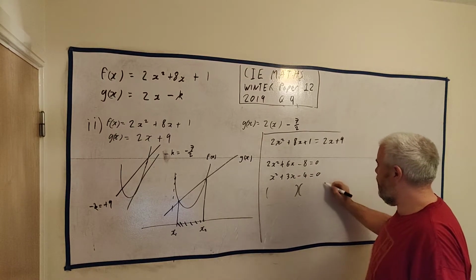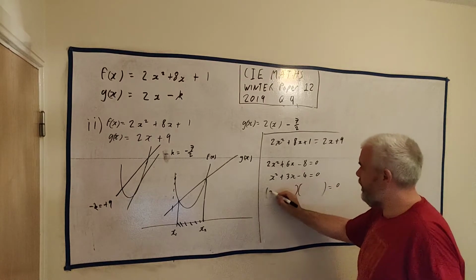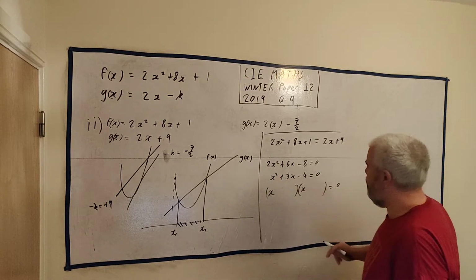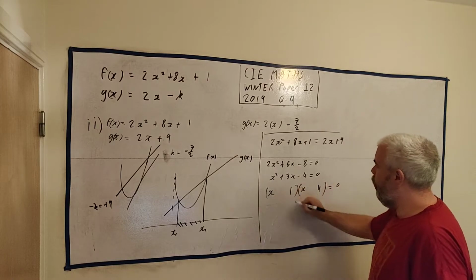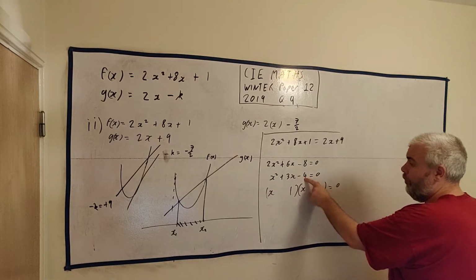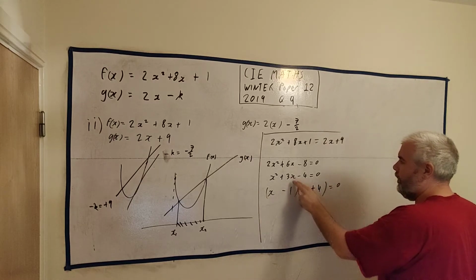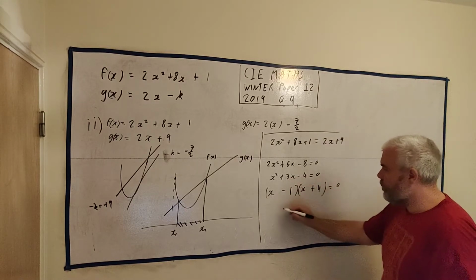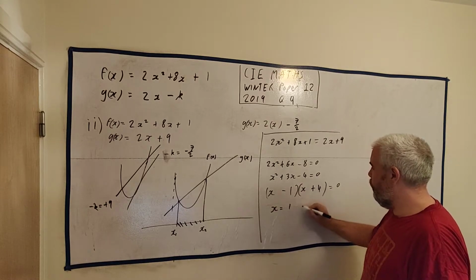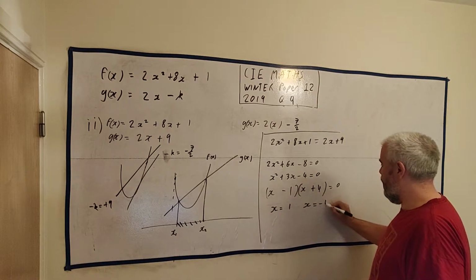That can be factorized. That is x by x makes x squared. 4 by 1 makes a 4. And then 4 minus 1, we'll get this plus 3 here. So what we have here is x is equal to 1 and x is equal to minus 4.